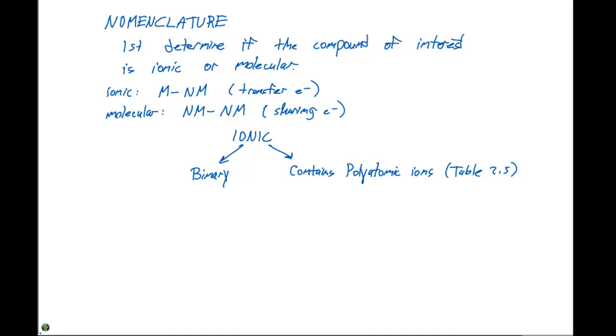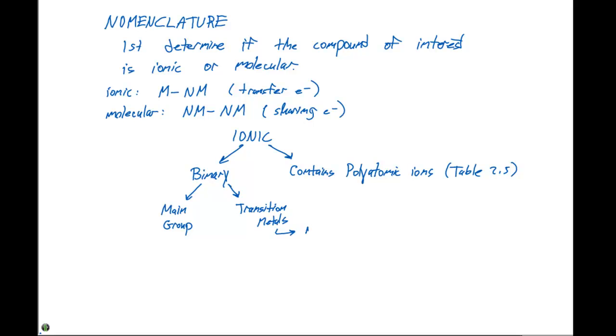Binary compounds can also be broken down into two main groups. We have our main group compounds, which have the charges that we talked about and the groups in the periodic table, the 1A, 2A, 3A, 4A, 5A, 6A, 7A, 8A. Then we also have to worry about transition metals, because transition metals can vary in oxidation state, or their charge can be different.